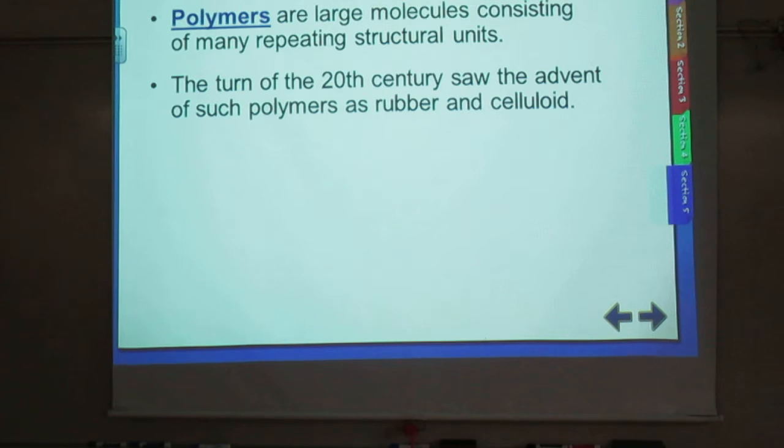Polymers have become very important and needed in our society, especially at the beginning of the 1900s, the 20th century. A lot of polymers started coming out that we use often today: rubber in tires and celluloid in lots of different synthetic materials. Sometimes we even use polymers in clothing.